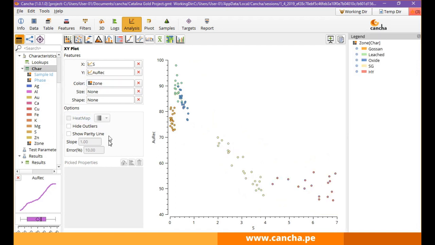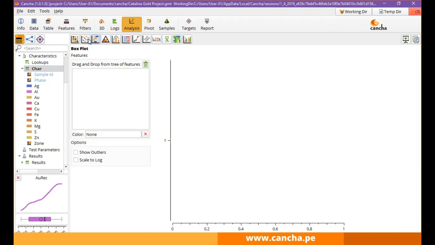We can put the zone on here and say, okay, this is interesting. Here we're not seeing so much a trend as domains. We can see that these zones are really quite separated from these. So maybe just a grade-recovery regression might not be the best way to go. Maybe we might have to look at domaining. Well, to do domaining, you quite often look at the box plot. So let's try that.